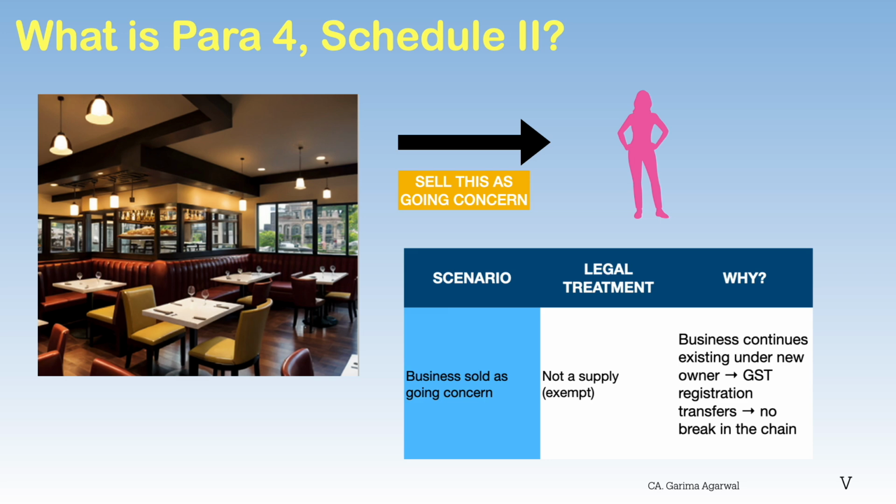Why? The business chain continues. Priya steps into Ravi's shoes. The assets don't leave the taxable stream. They just change hands between registered persons. GST registration transfers and ITC is carried forward, and the customer will get taxed when they buy pizza going on. So there is no revenue loss to the government here.